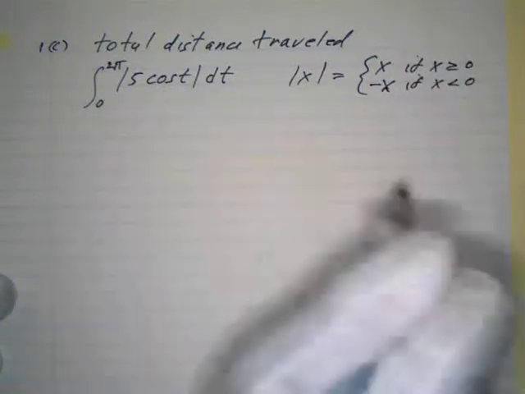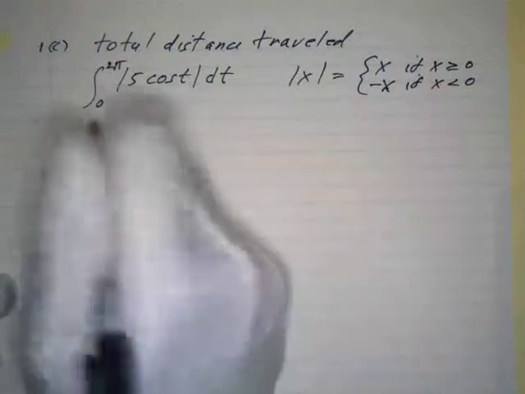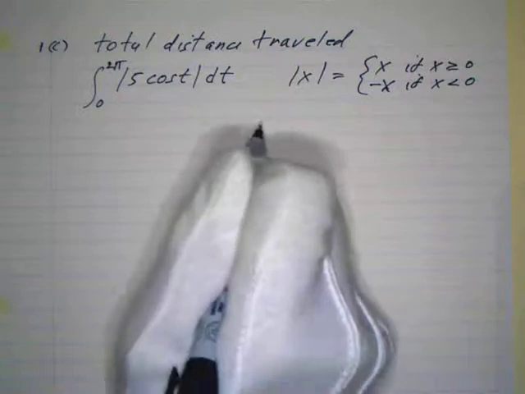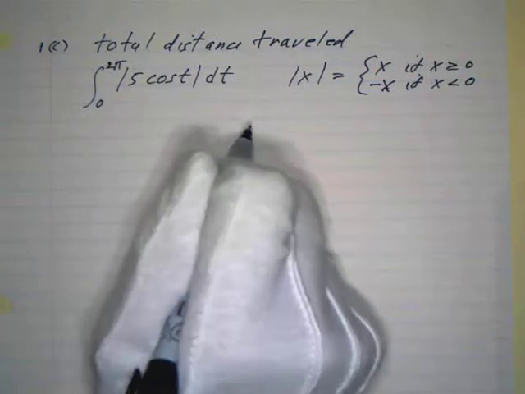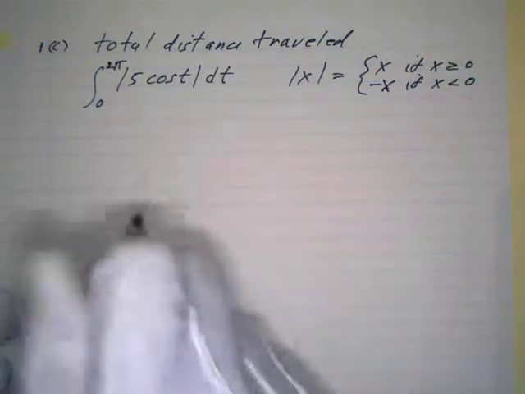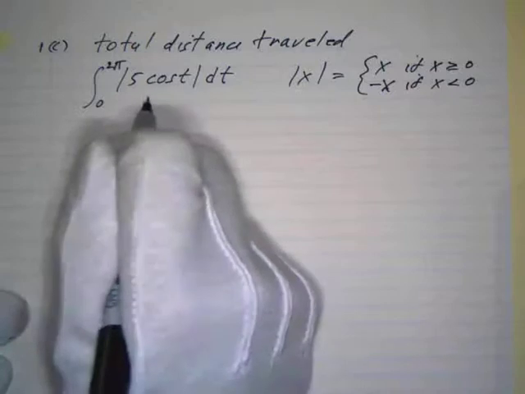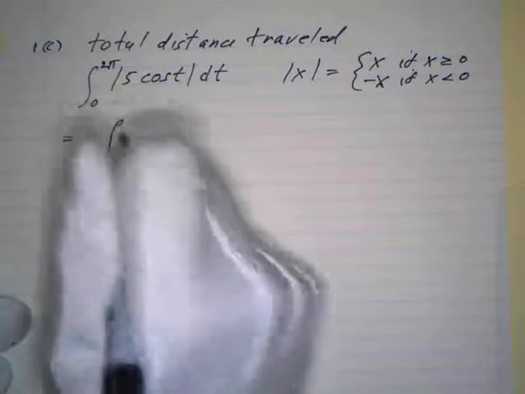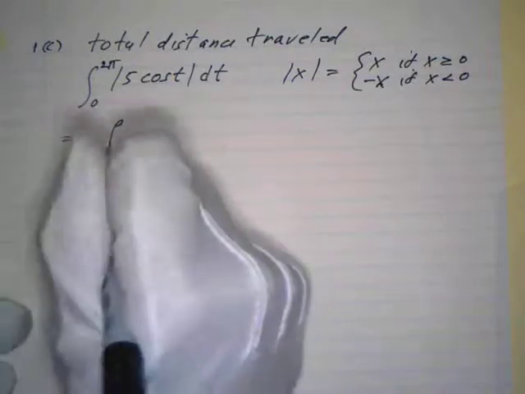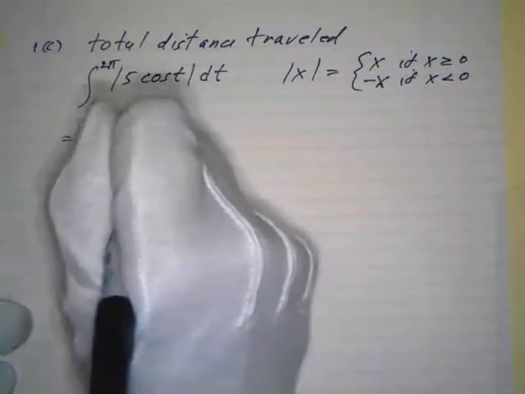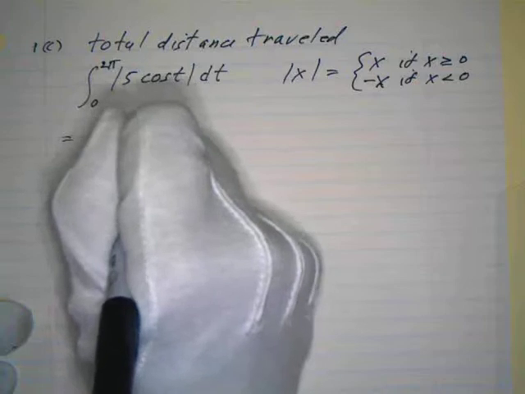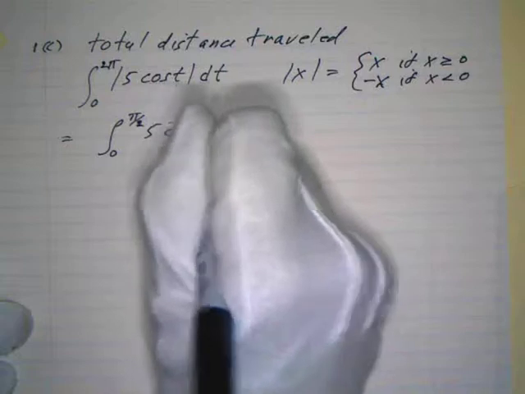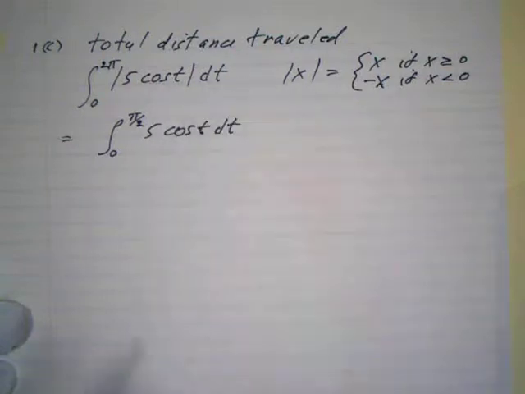So we have to go back and remember our graph. This wasn't always positive, so we have to break it up into 3 integrals. The first one is going to equal the integral from 0 to pi over 2 of 5 cosine t dt.